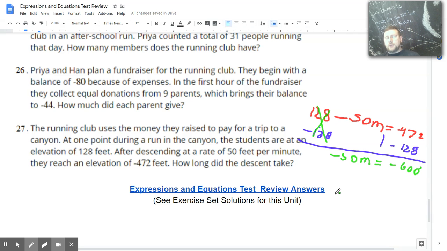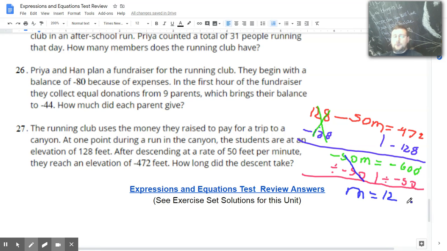So you would start by subtracting 128 from both sides, and when you do so, the 128 cancels out, and you end up with negative 50m equals negative 600, because those two negatives will combine to become even more negative. Then you got to get rid of that 50. And if you divide both sides by negative 50, the negative 50s cancel out, and negative 600 divided by negative 50 is going to become positive, because negative by negative is positive, and 600 divided by 50 is 12, so it takes 12 minutes to make that descent.